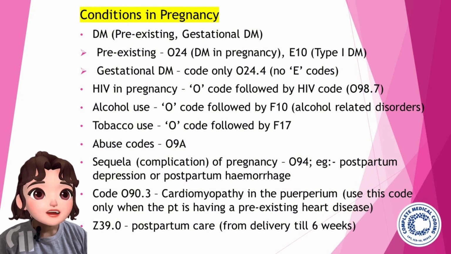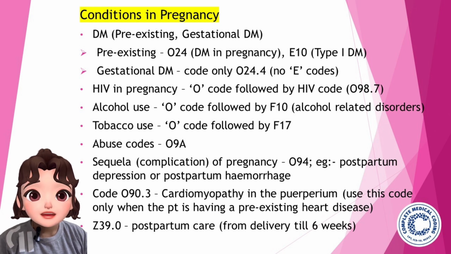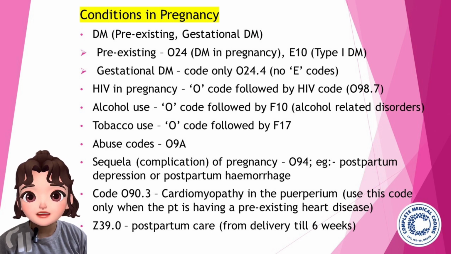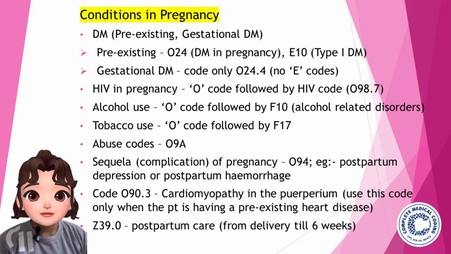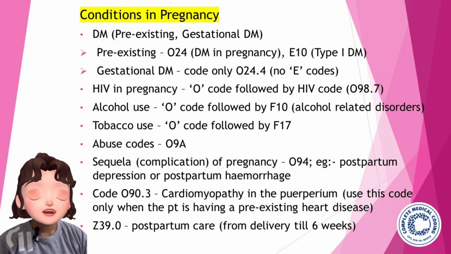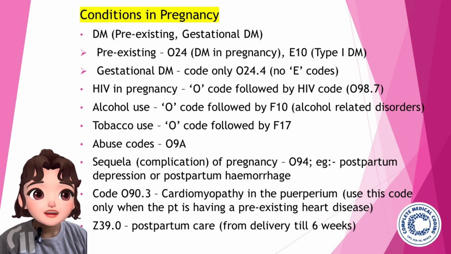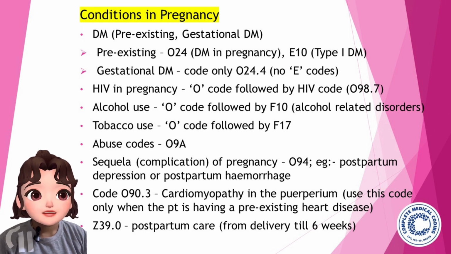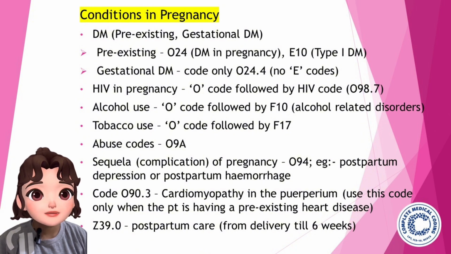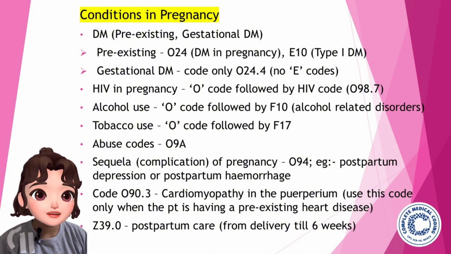Okay. Now, alcohol use in pregnancy. These are all conditions in pregnancy. So, alcohol use in pregnancy: O code followed by F10. F10 is alcohol related disorders. Alcohol use, tobacco use, smoking, everything will come under F codes. So if a pregnant patient is having any of these, like alcohol use, smoking or tobacco use, you should always code the O code first, followed by the F code. Tobacco use: O code followed by F17.